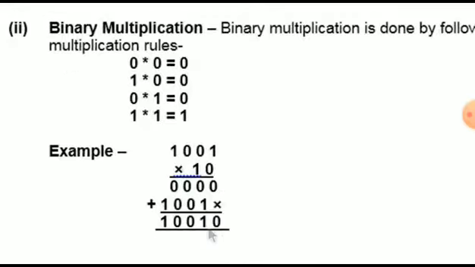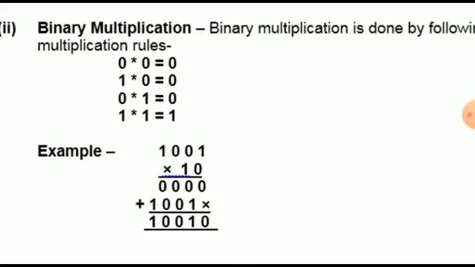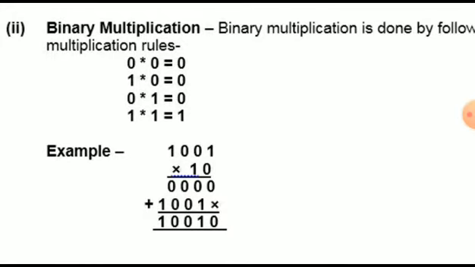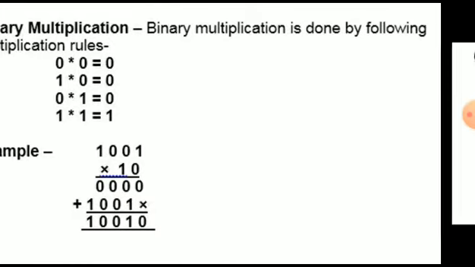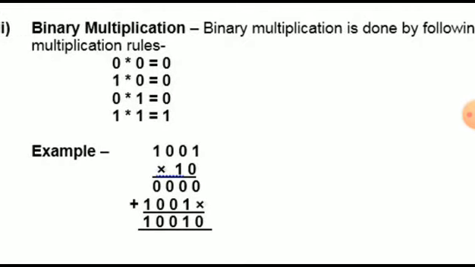So next is binary multiplication. Binary multiplication is done by following multiplication rules. You have to remember this rule. 0 multiplied by 0 is equal to 0. 1 multiplied by 0 is equal to 0. 0 multiplied by 1 is equal to 0. 1 multiplied by 1 is equal to 1.